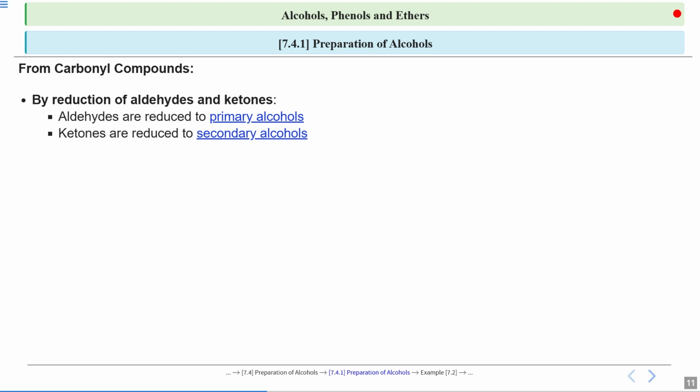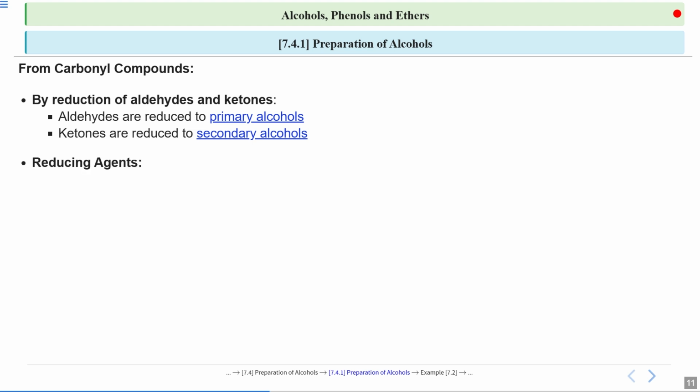So if there is a preparation of alcohol from the ketone, it will be secondary because that carbon is actually secondary in the ketone. And in the case of aldehyde, which is C double bond O, to that carbon only one alkyl group, one R group, is attached. So it is going to give us a primary alcohol.